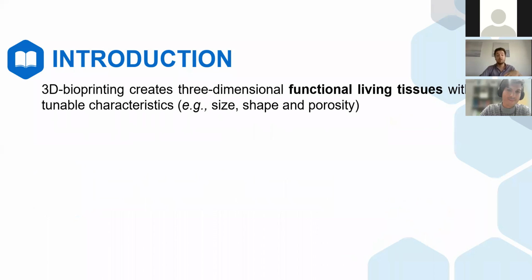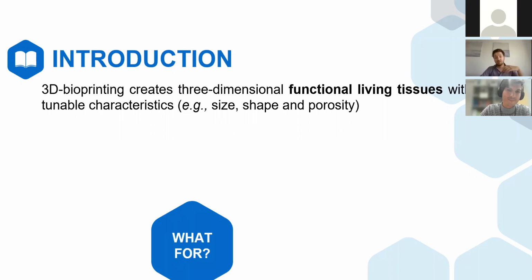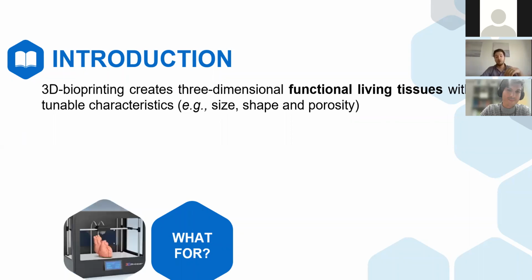This 3D bioprinting will create three-dimensional functional living tissues, with tunable characteristics in terms of size, shape, and porosity. But why do we want it? Why is 3D bioprinting important? Why are we talking so much about 3D bioprinting? Well, of course, our golden standard, what we would love to do would be organ printing, the possibility of creating an organ from scratch. This would be, of course, the desirable end of all of this. But right now we are still making our steps towards it.